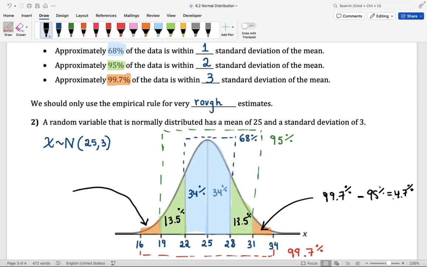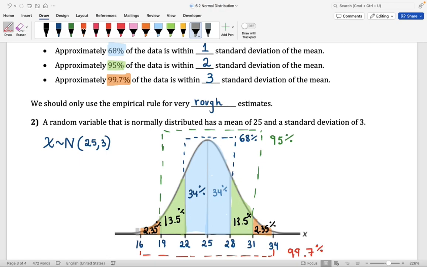If we go ahead and divide 4.7 by 2, we're going to get the area between 16 and 19. So again, take 4.7 and divide it by 2. That is going to give you 2.35%. That is the area that you have between 16 and 19. That is also the area that you have between 31 and 34. And notice, if you go ahead and take 2.35 plus 13.5 plus 34 plus 34 plus 13.5 plus 2.35, you're going to get 99.7%, which is the area that we have between 16 and 34.